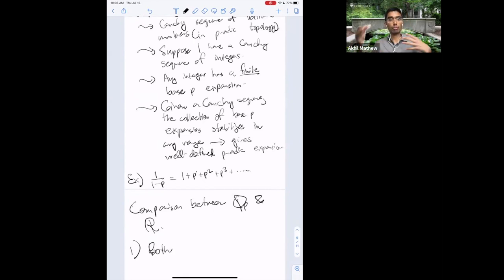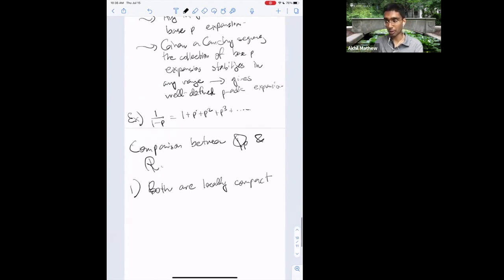Both of these have absolute values. So in particular, they give you metric spaces and topological spaces. And both of them are locally compact. So if you have a closed disk of some finite radius, then in the real numbers and in the p-adic numbers, these are going to be compact. And this is really useful. This means that, for example, if you have any bounded sequence, it has a convergent subsequence. And this is one of the things that's going to make it a lot easier to solve equations in the p-adic numbers or in the real numbers than over the rational numbers. Right. So both are examples of locally compact fields.